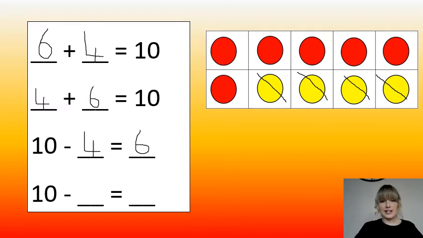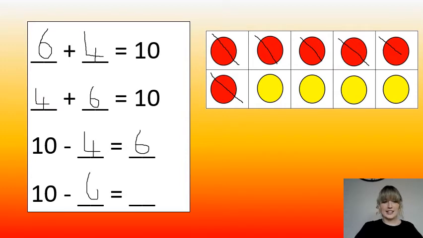And then the next one. So if I get rid of these crossings out here, look. So this time I've got 10. And rather than taking 4 away, I'm going to take 6 away. I wonder if you know what the answer will be. 10 subtract 6 is 4. Well done if you knew that.